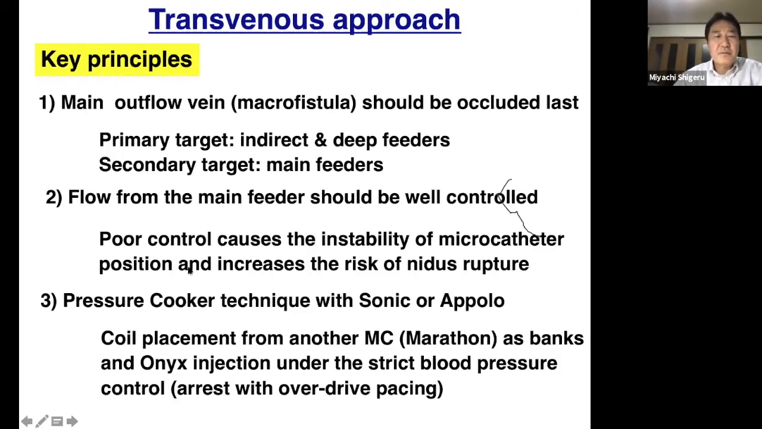Anyway, this is a very high-level technique, and sometimes there are complications, but it is very useful for very difficult deep-seated AVMs. And now the European countries also recommend this transvenous approach for very limited cases. But unfortunately, in Japan, such a detachable microcatheter is not allowed now. So we must still embolize with the transarterial approach.